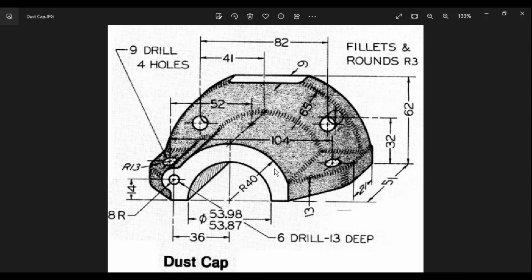Okay, now we will see the dimensions. First of all, we need to create these two circles. The first one has a radius of 40 and the second one has a diameter of 53.98 and 53.87. Now you can see two values here because of the tolerance given. Alright, so we can simply average it, or you can simply use one of the values to create the inner circle.